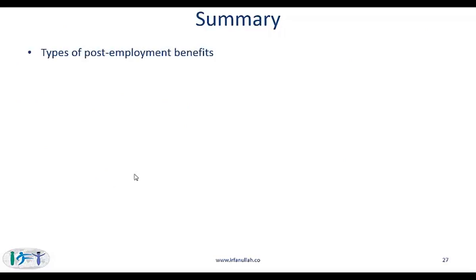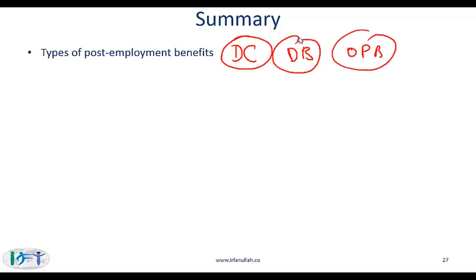Let us now quickly summarize all the important points from this reading. What are the different types of post-employment benefits? We talked about the defined contribution plans, which are very straightforward. The company simply makes a certain contribution and expenses it. Then there were the defined benefit plans, which took up most of this reading. Here the benefit is defined, so the risk is being taken by the company. And then you have other post-employment benefits, which are treated a lot like defined benefit plans. Here again, the benefit is defined, so the company is taking on the risk.